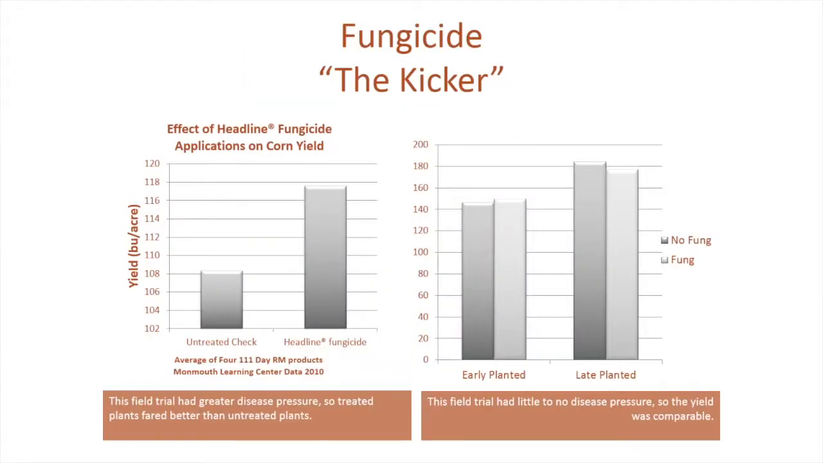Here again are a couple more graphs of what fungicide can do for us in season. Now here's one on the left where we had an untreated check versus our headline fungicide from 2010. We actually saw a 10 bushel advantage, and I would say that 10 bushel advantage last season in 2016 was very common, but you also have to take into effect your economics behind that.